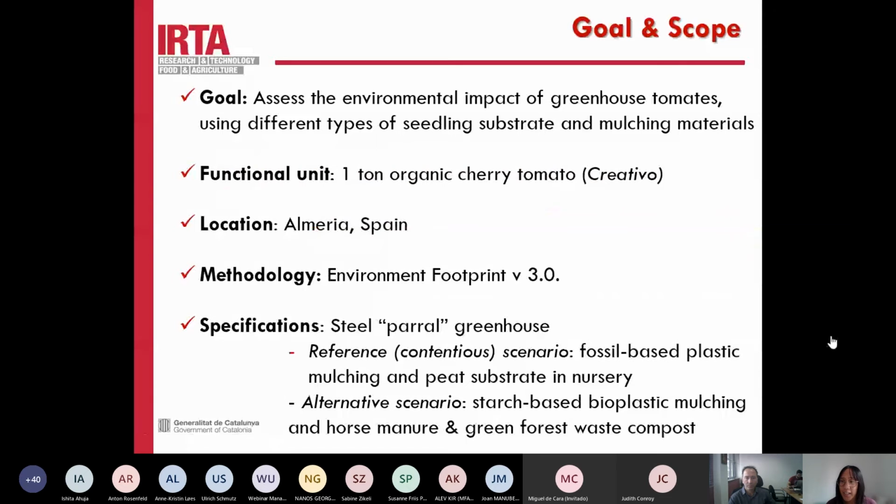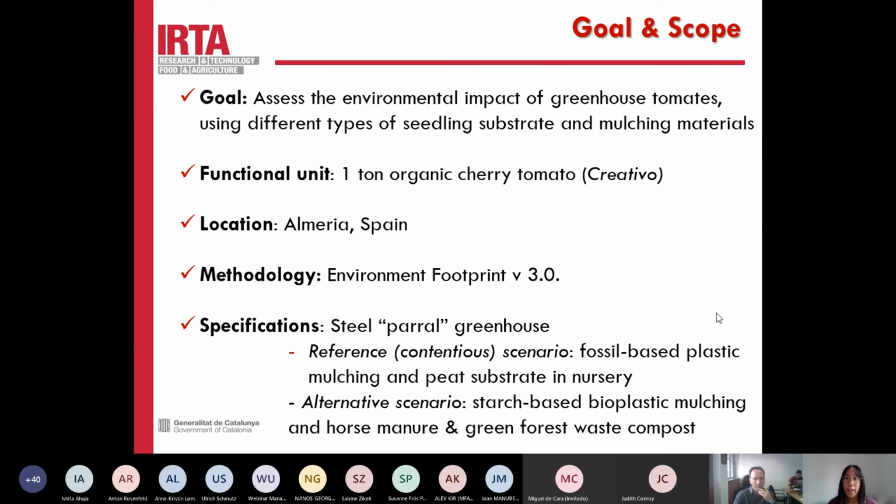So to conduct an LCA, we need to define what's called the goal and scope of the study. Part of this is outlined here, where the goal is to assess the environmental impacts of greenhouse tomatoes using different types of seedling substrate and mulching materials. We also define what's called the functional unit. It's a measure of the function of the study system, and it provides a reference to which all the inputs and outputs and the final results can be referenced. So in this case, the function is to produce organic cherry tomatoes, and the unit would be 1 ton.